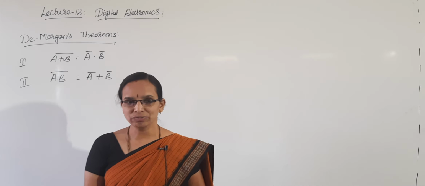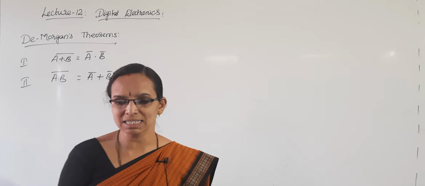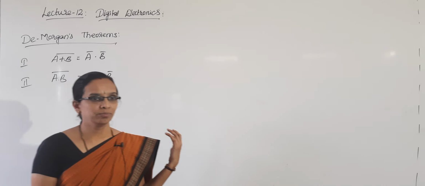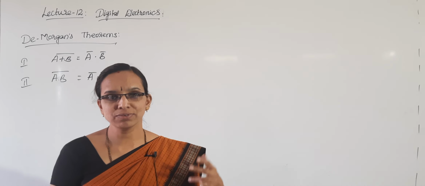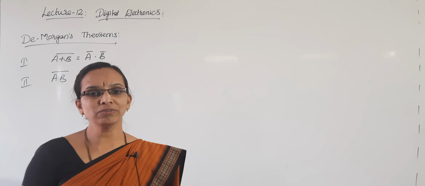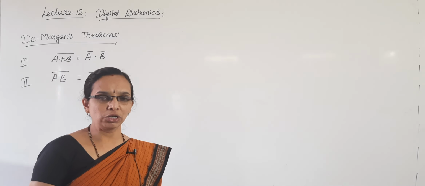Now, let's continue with the problems on De Morgan's theorem. Actually, we have covered the proof of the theorems, along with two problems on that. We will continue with the simplification problems on De Morgan's theorem.